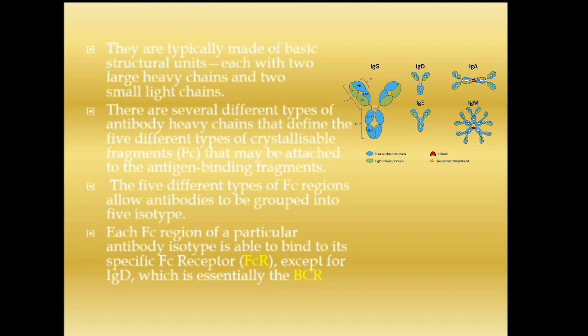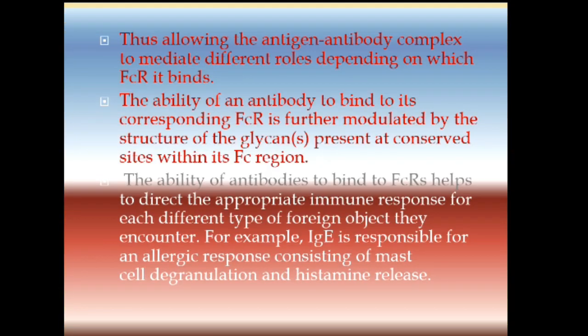There are several different types of antibody heavy chains that define the five different types of crystallizable fragment (Fc) that may be attached to the antigen binding fragment. The five different types of Fc region allow antibodies to be grouped into five isotypes. Each Fc region of a particular antibody isotype is able to bind to its specific Fc receptor (FcR), except for IgD, which is essentially the BCR, thus allowing the antigen-antibody complex to mediate different roles depending on which FcR it binds.